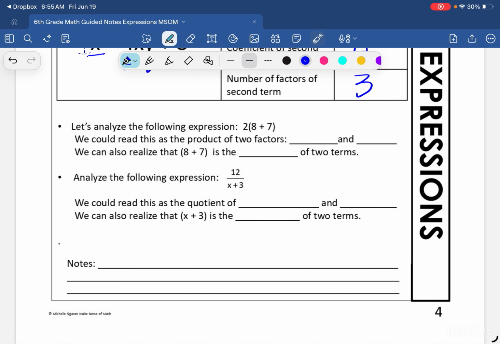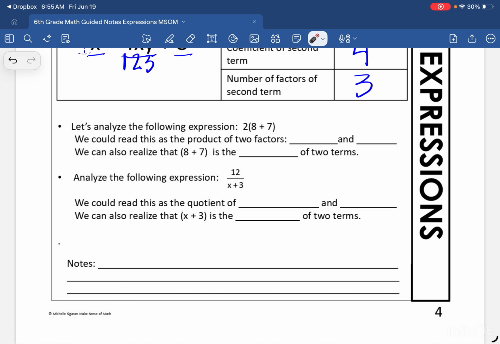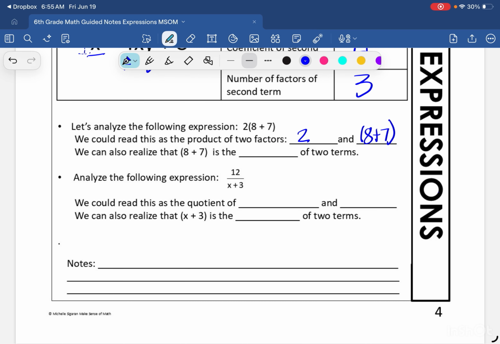Let's analyze the following expression: 2 times the quantity 8 plus 7. We could read this as the product of two factors, 2 times 8 plus 7. We could also realize that 8 plus 7 is the sum of two terms.